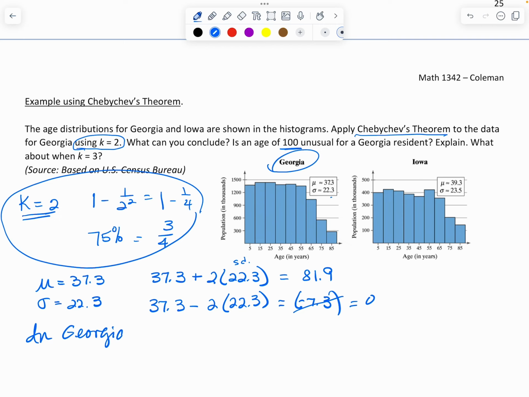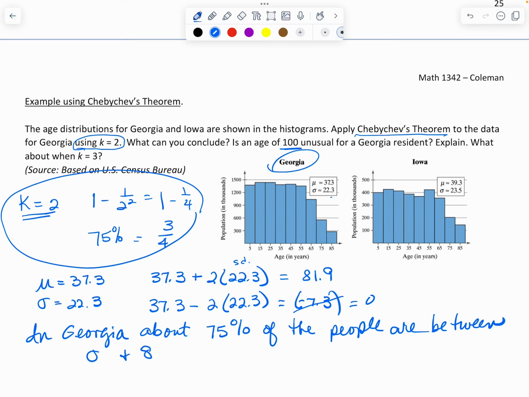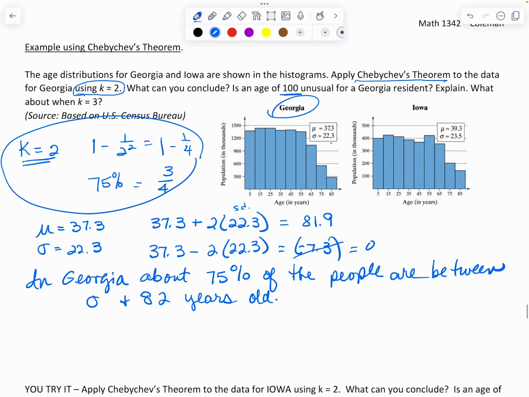So we interpret this by saying, in Georgia, about 75% of the people are between 0 and 82 years old.